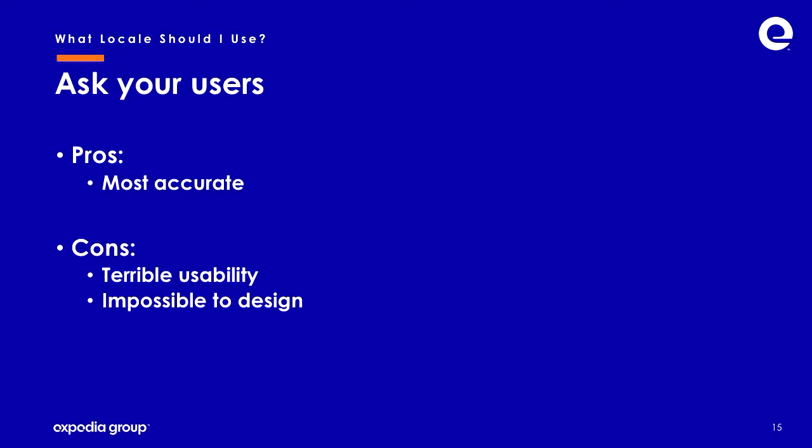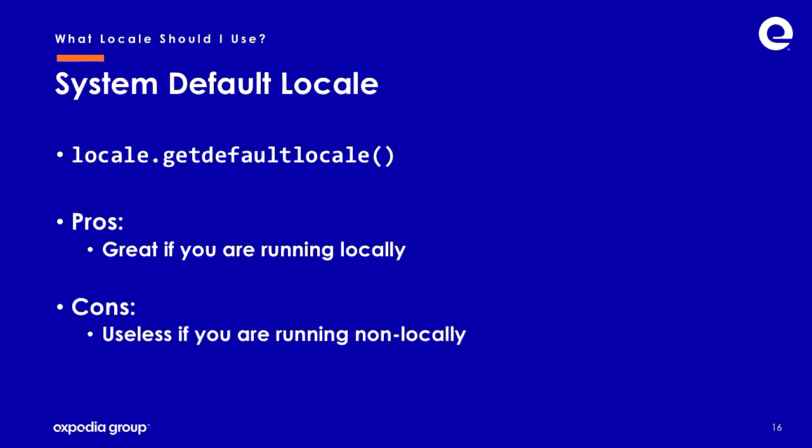So if asking your users doesn't work because of those cons, you have the option of the system default locale in Python, locale.getDefaultLocale, which is really good if your software is running locally on their computer. And it is completely useless if your software is not running on their computer, for example, if it's running on a web server. Knowing the default locale on your web server does not tell you what locale your user is hoping for.